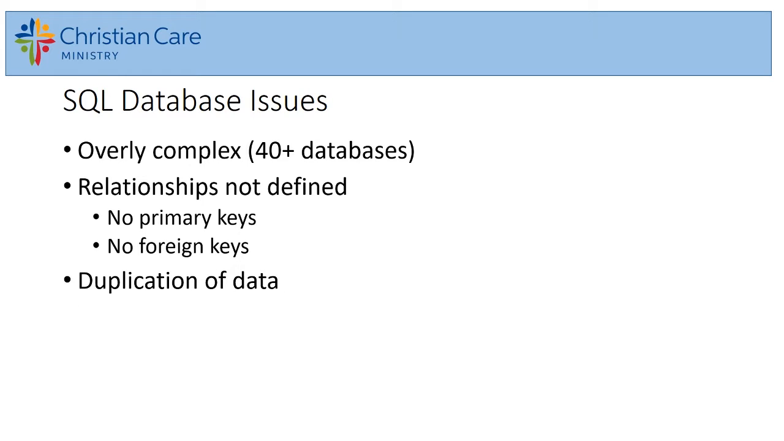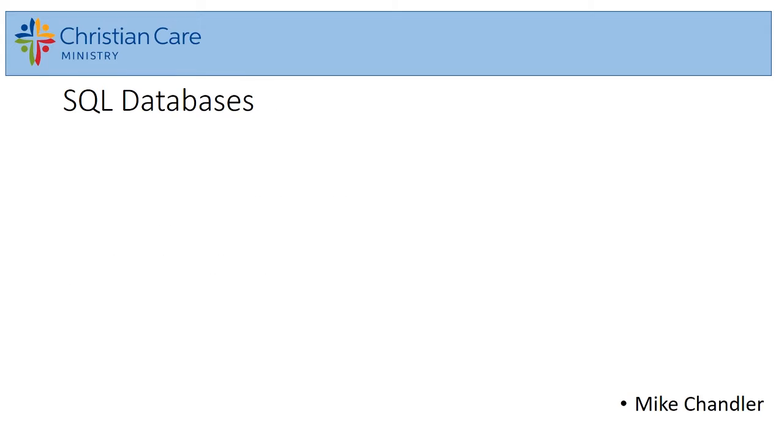There's a lot of duplication of data. For example, a member's address may actually be in multiple places in the SQL Server database, as well as being in multiple places out in the third-party applications.